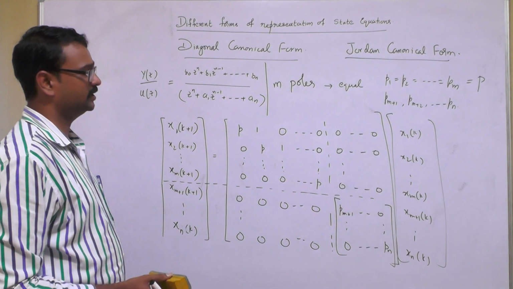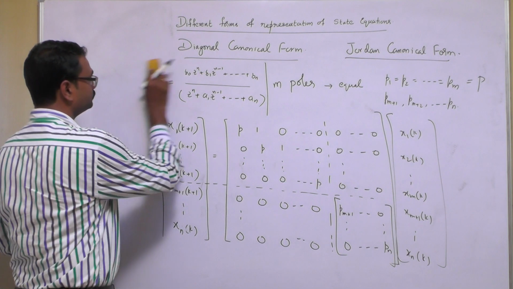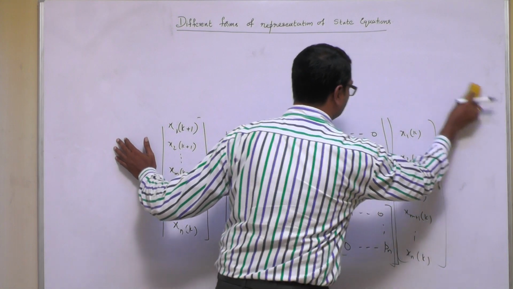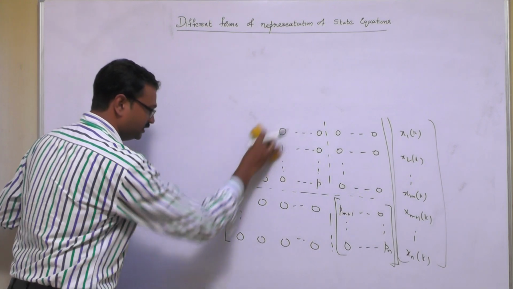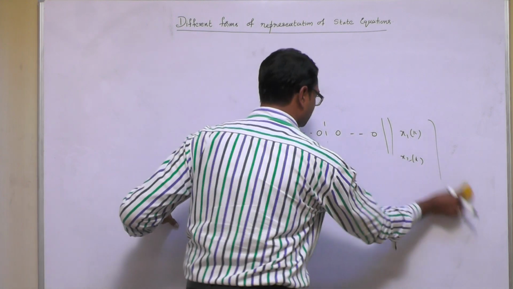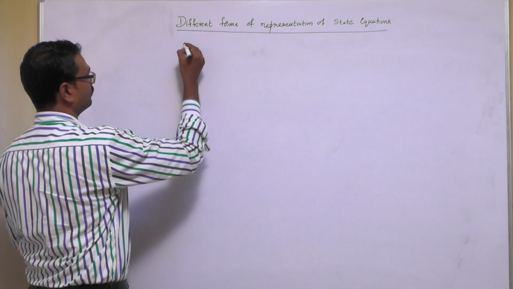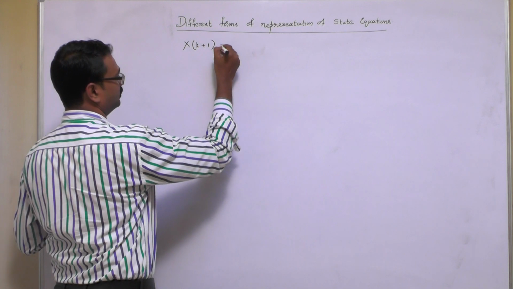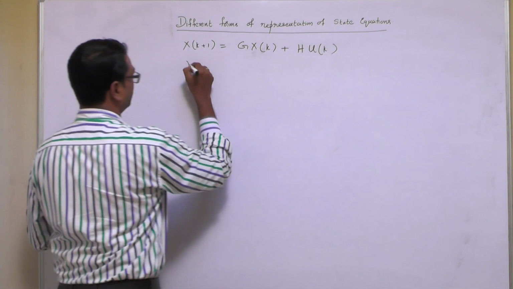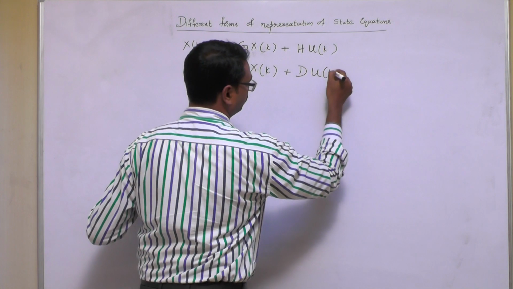So these are the 4 different types of representations of state equations. Therefore, once we have finished with this, we can understand that any physical system can be represented in different forms, with the same equations: x of k plus 1 equals G x of k plus H u of k, and y of k equals C x of k plus D u of k.